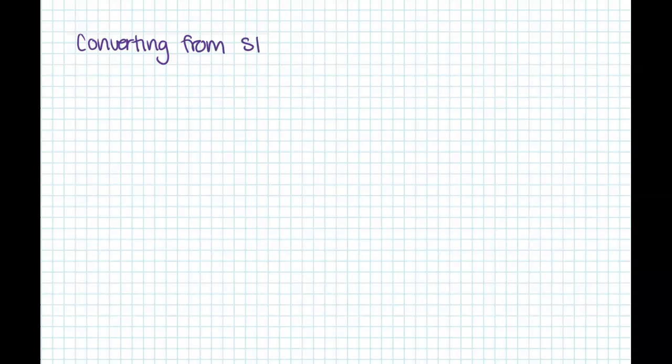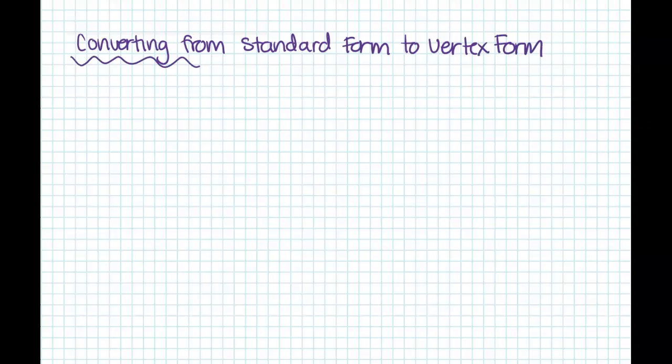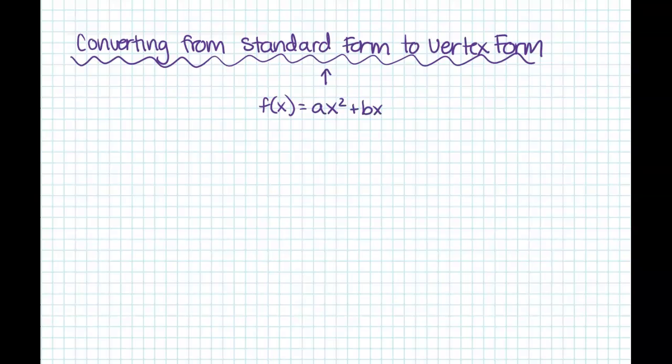Today we are talking about converting from standard form to vertex form. As a reminder, standard form was f of x equals ax squared plus bx plus c, and vertex form is f of x equals a times x minus h squared plus k, where (h, k) is your vertex.